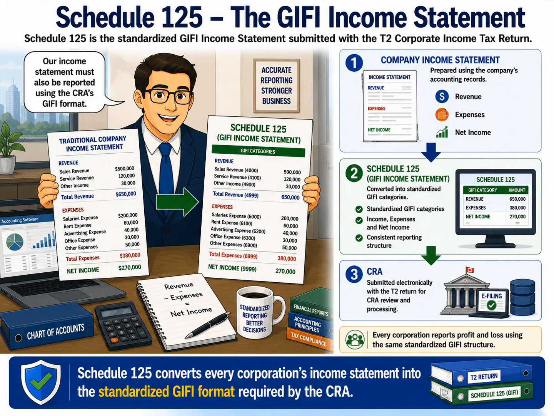a consistent manner. The key takeaway is that Schedule 125 acts as the bridge between a corporation's accounting income statement and the CRA's reporting system. It standardizes revenue, expenses, and net income into the GIFI format, making electronic filing more efficient, improving consistency, and allowing the CRA to process corporate tax returns accurately and effectively.